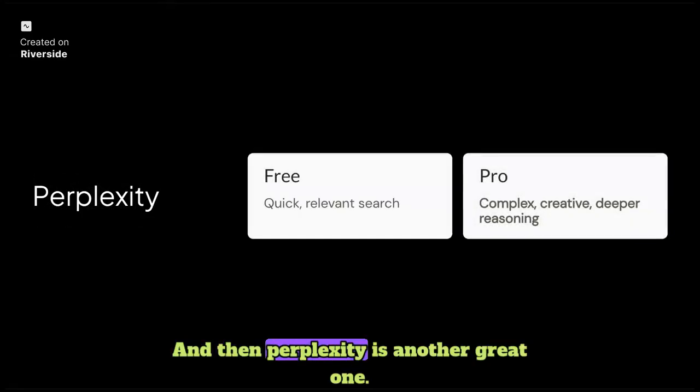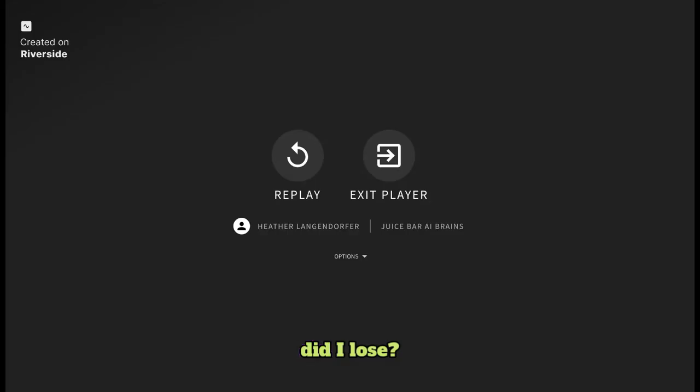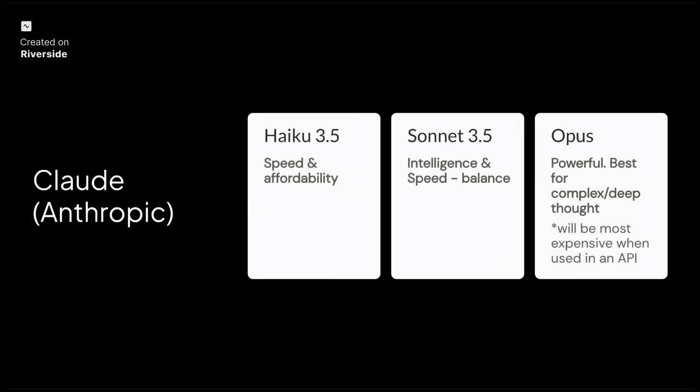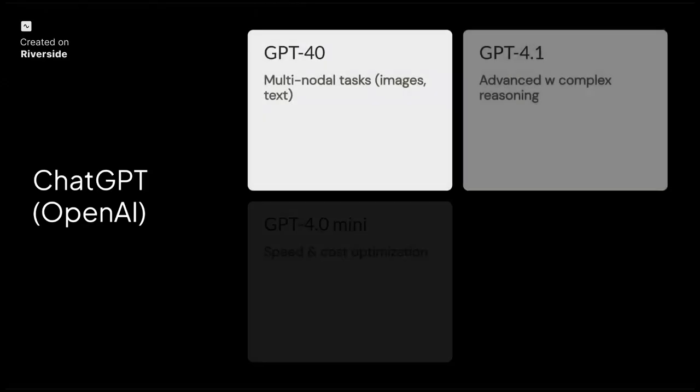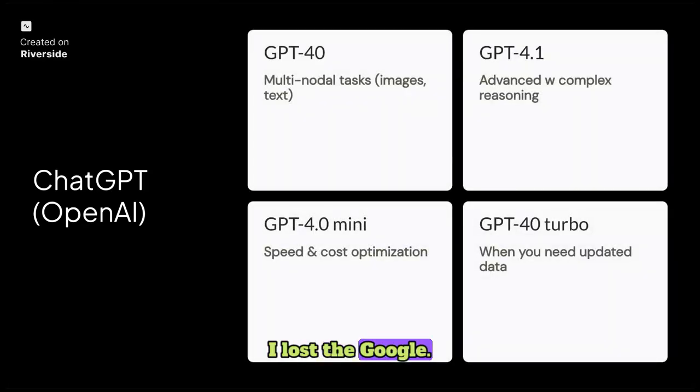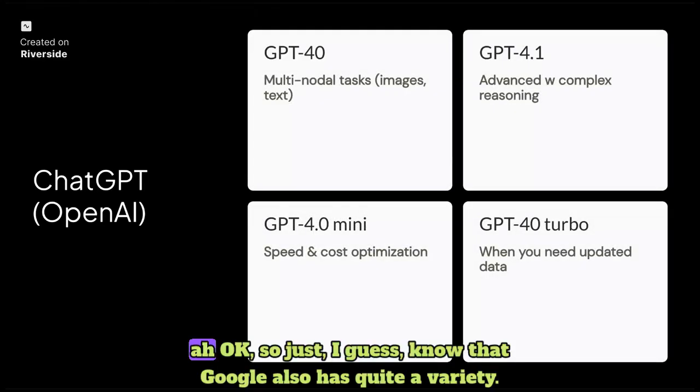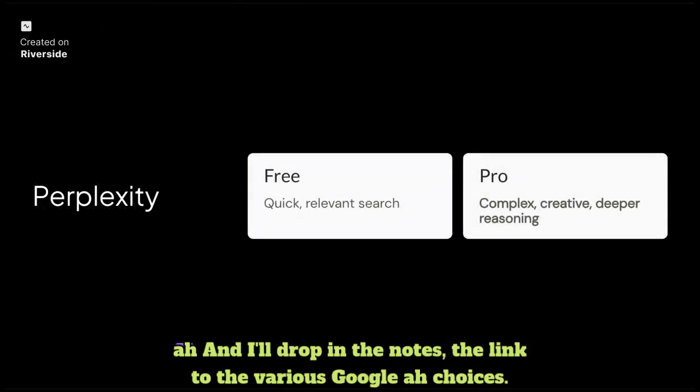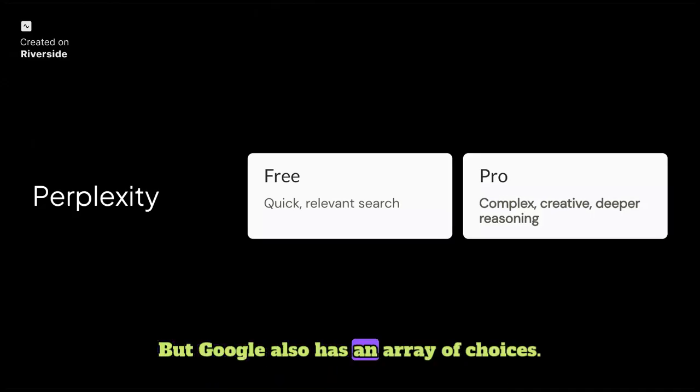And then Perplexity is another great one. Oh no, I lost the Google. Shucks. Okay, so just know that Google also has quite a variety. I'll drop in the notes the link to the various Google choices, but Google also has an array of choices.